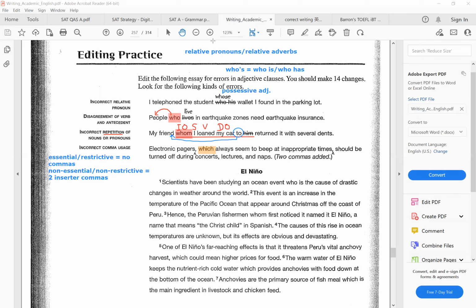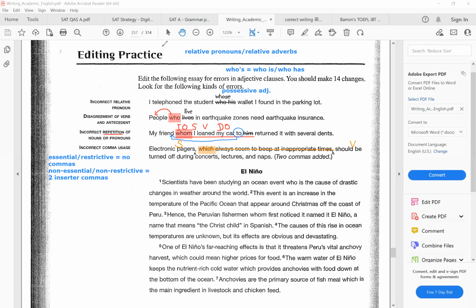All right. And after you've identified the location for your comma, make sure you try and cross it out and reread the sentence to see if it still makes sense. A lot of students actually kind of overestimate the length of the adjective clause. They end up with an incomplete sentence. But electronic pagers is our subject, seem to beep is our verb, and that is our independent clause.